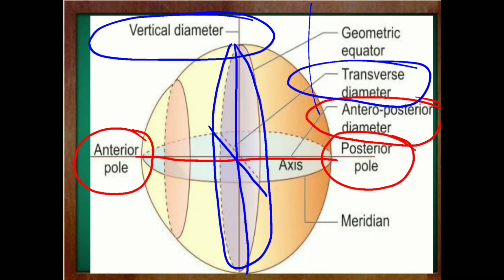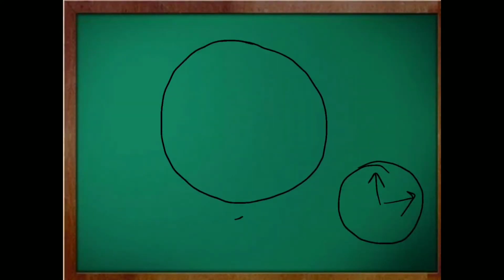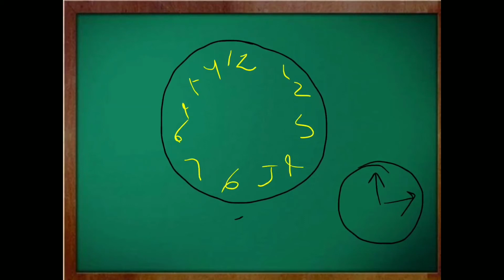If this is clear, let us move on to what is meant by the meridian of the eye. All of us have seen a clock, and there are 12 clock hours which are present in the clock: 12, 1, 2, 3, 4, 5, 6, 7, 8, 9, 10, 11, and 12, right?